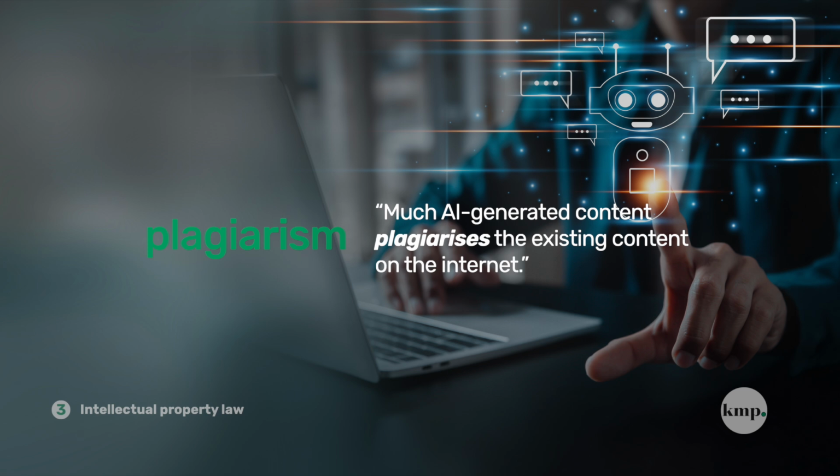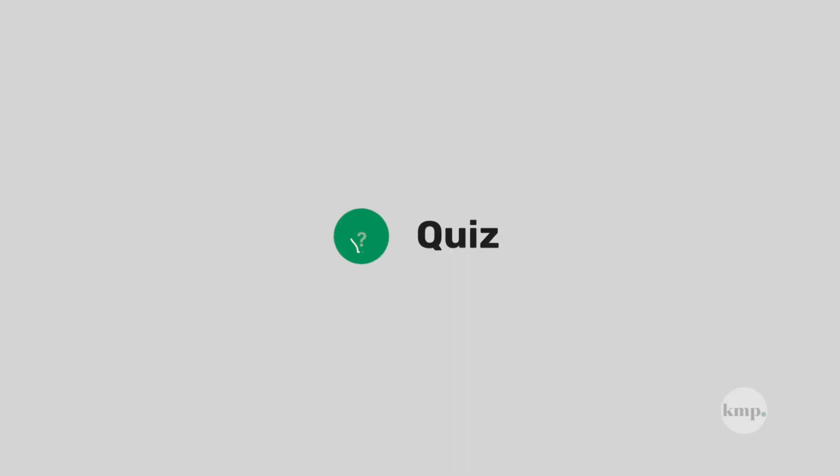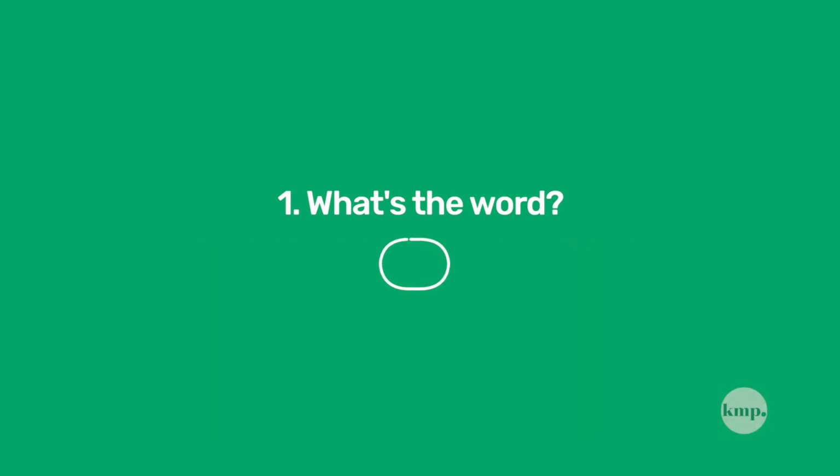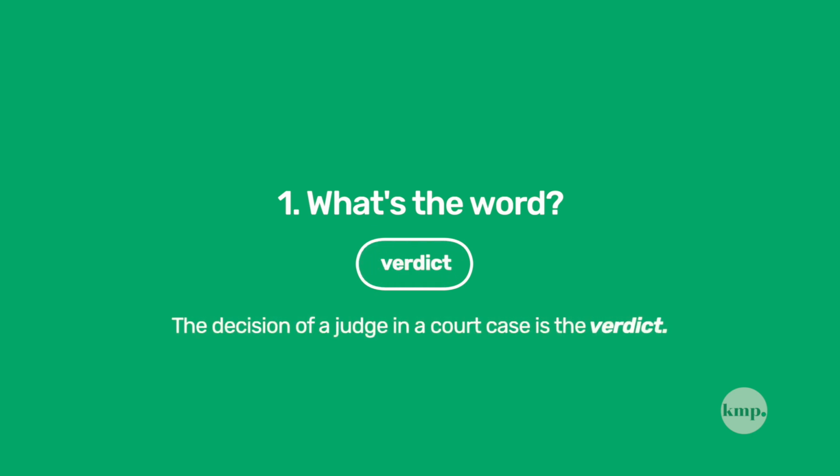Okay, have you been paying attention? Let's finish with a short quiz. Can you remember the following keywords from the video? There are 3 questions. What's the word? Number 1. The decision of a judge in a court case is the verdict.